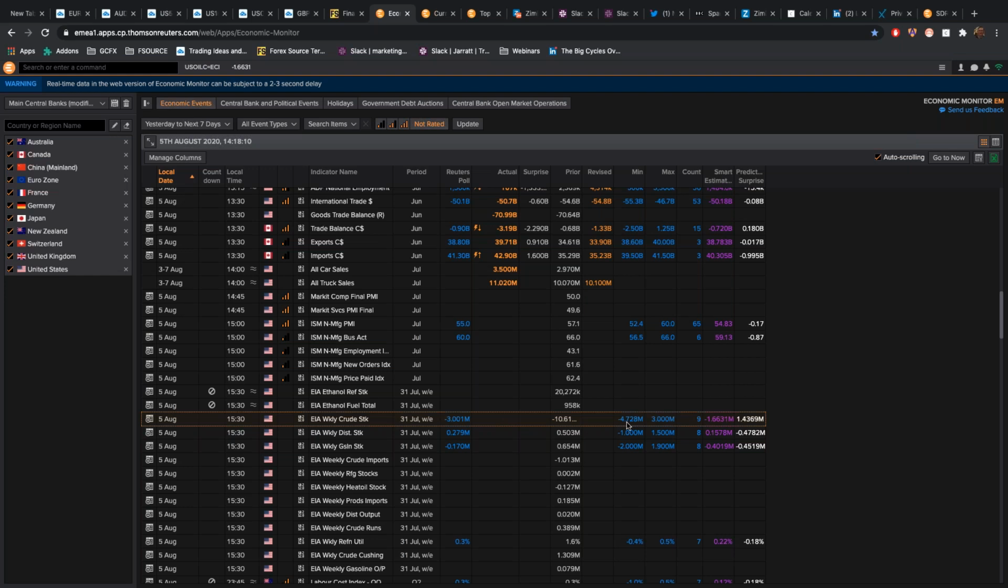Well, it depends. If we get a large build in inventory levels, then we could see oil prices sink. If we see risk markets turning off, we'll see a drop in oil prices. So we have to keep looking at the data.